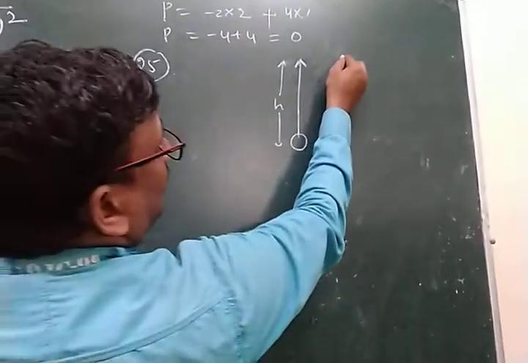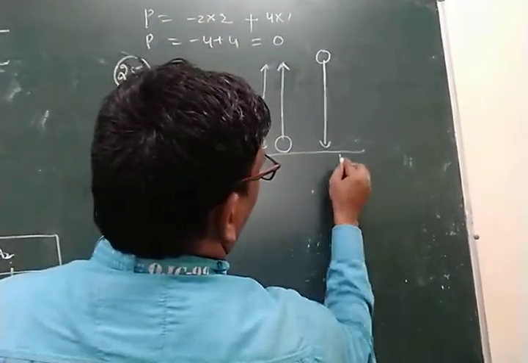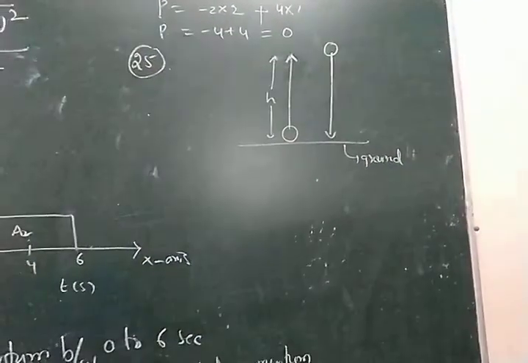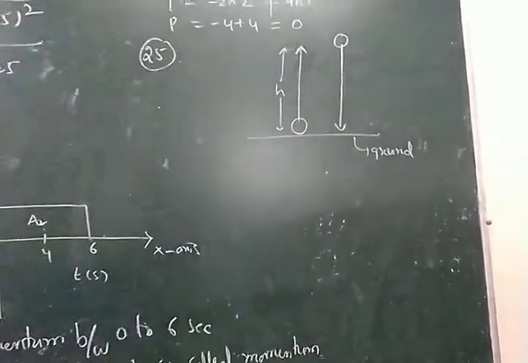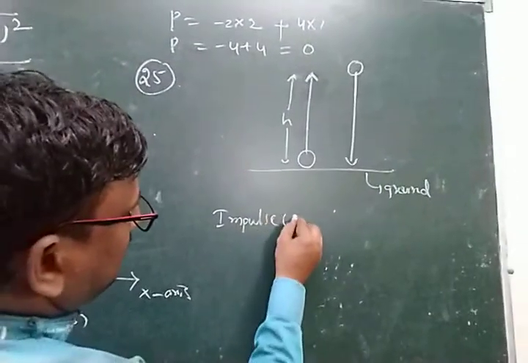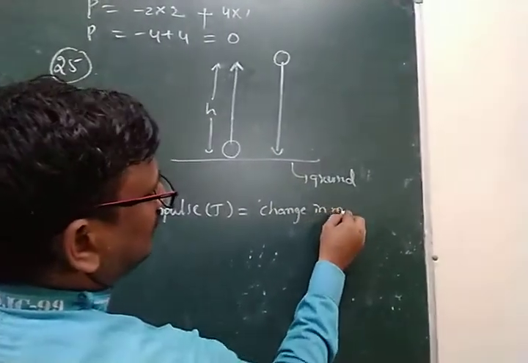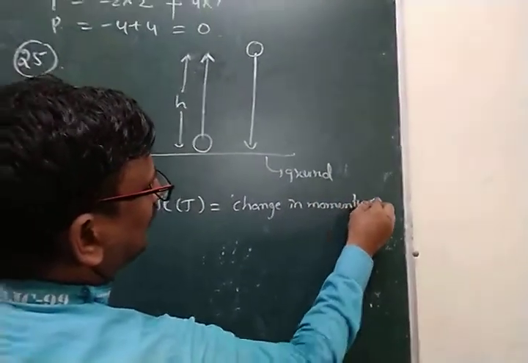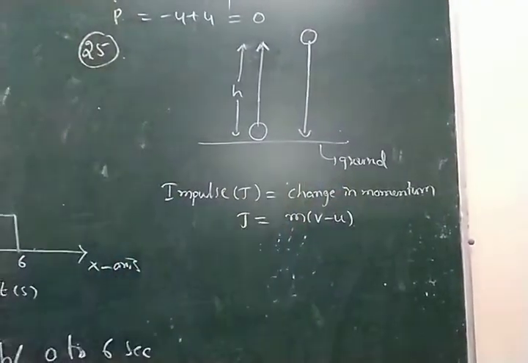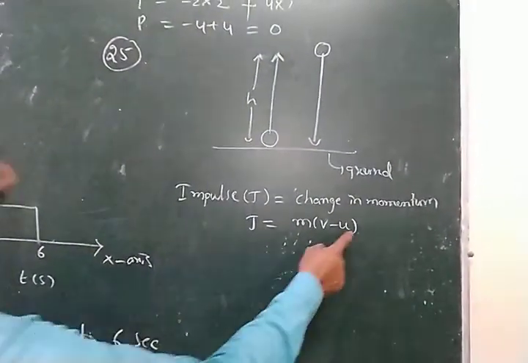Now again this ball is coming down and reaches the ground. Then find out the impulse. We know the impulse is equal to the change in momentum. J is equal to M into (V minus U). Here M is the mass, V is the final velocity, U is the initial velocity.